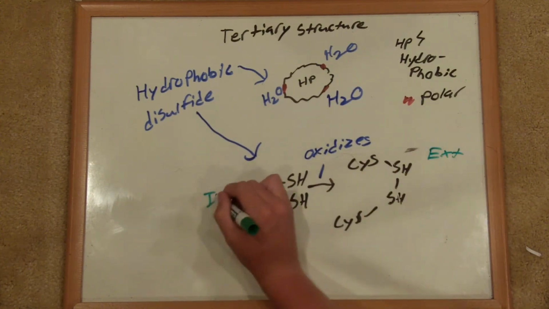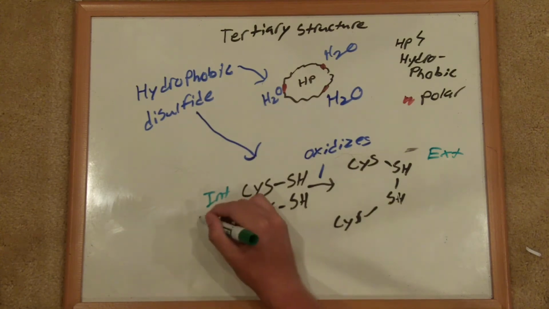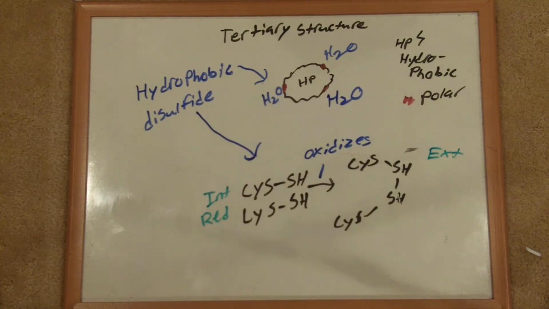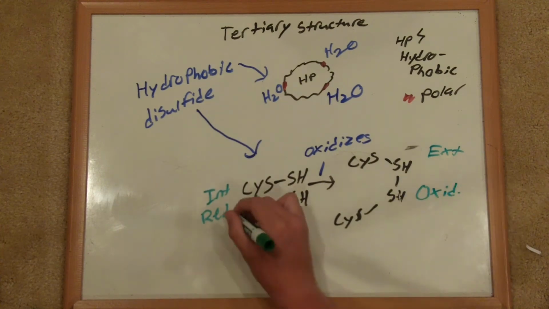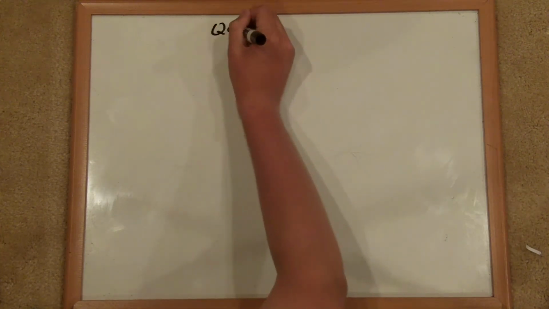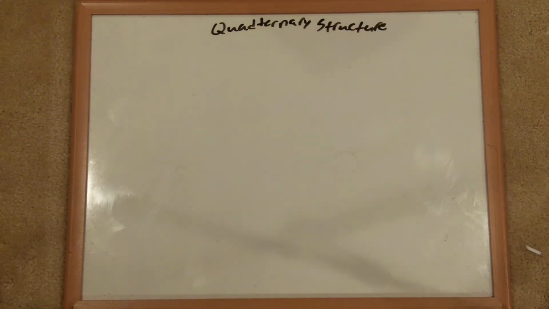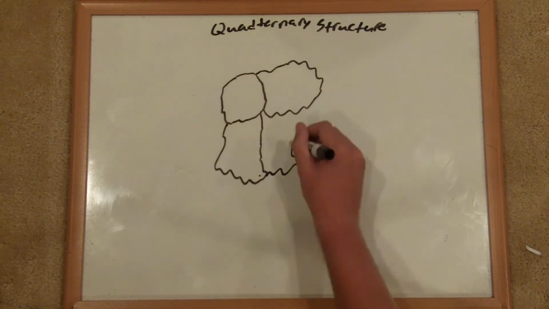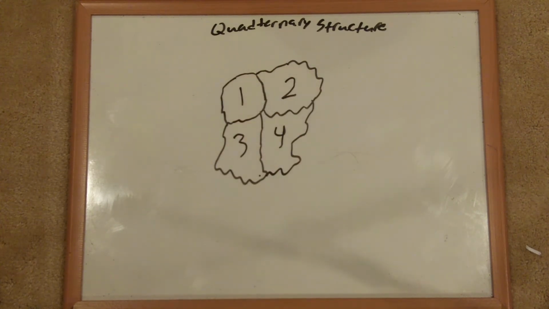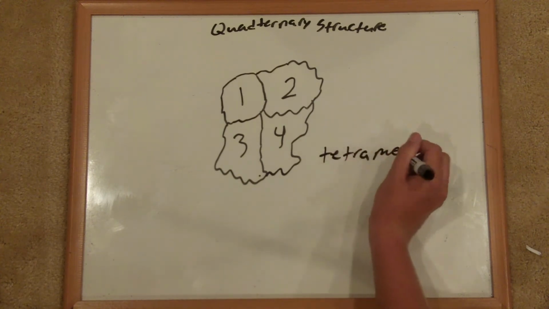The formation of the bridge happens on the outside of the cell, and the separation is in the interior. The interior is also going through reduction, and the outside is going through oxidation. The final structure is the grouping of multiple polypeptides. Each polypeptide is given a number, and a name based on the number of polypeptides. This is called a tetramer, since it has 4.